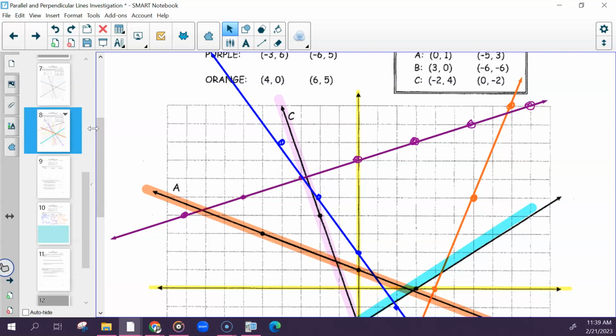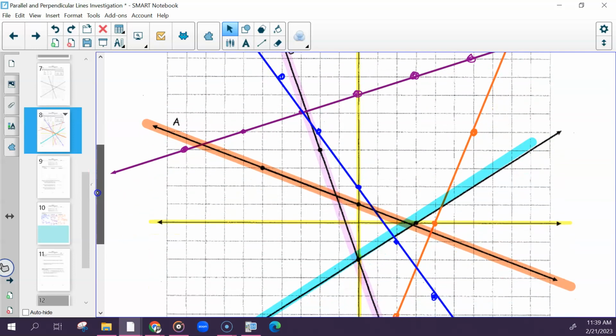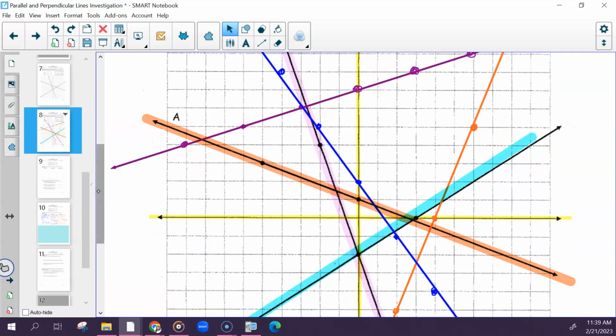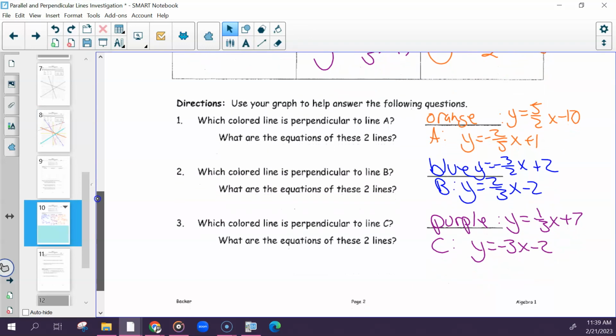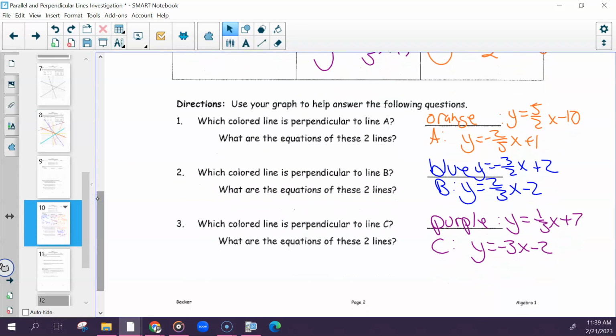The purple. So there I see that T. So then that means that A and orange are also making that T. So you can fill out the rest of those. Orange and A, blue and B, purple and C.